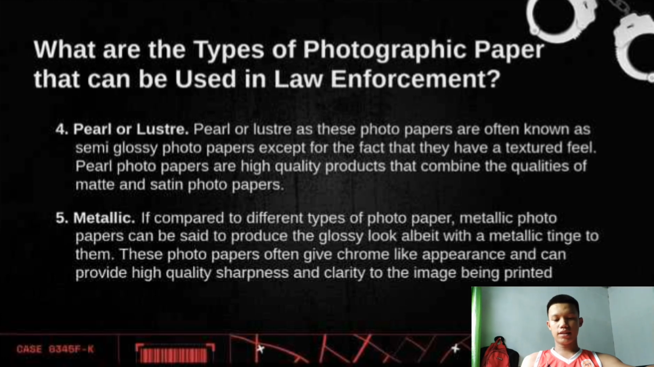Metallic. If compared to different types of photo paper, metallic photo paper can be used to produce the glossy look, but with a metallic tinge to them. This photo paper often gives a chrome-like appearance and can provide high quality sharpness and clarity to the image being printed.